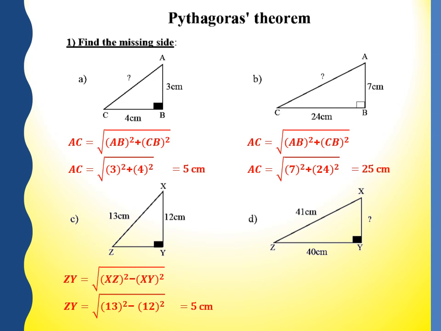And number D is the same. XY is one of the sides of the right angle, then XY equals the root of XZ square minus ZY square, which is 9 centimeters.